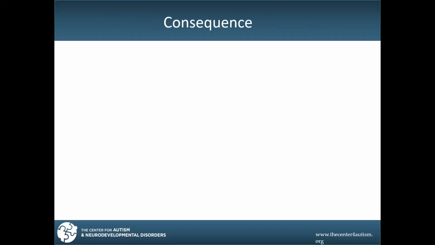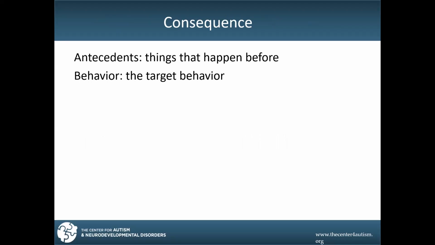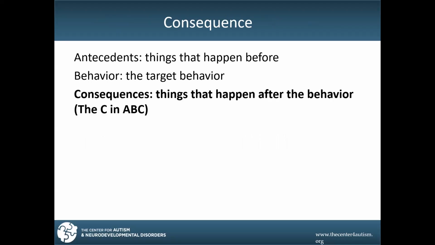Now that we have written down the antecedent and behavior, let's reflect on what consequence you usually provide for the behavior you have identified. Remember, when I say consequence, this does not mean a bad consequence. It simply means what immediately happens following a behavior. When we are analyzing an ABC relationship, the consequence is the most important part because what we do immediately following a behavior is what determines if the behavior will increase or decrease in the future.